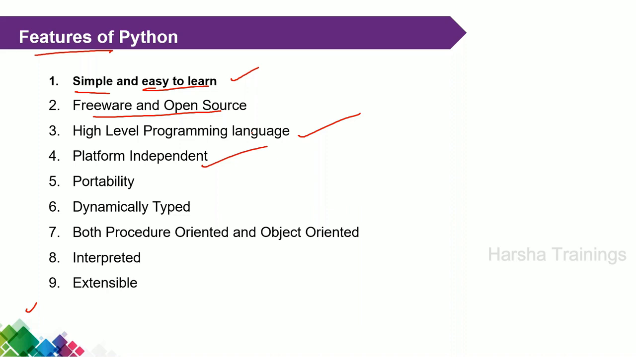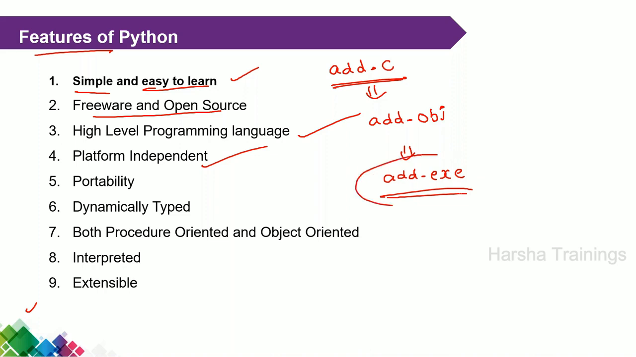Platform independent, for example, coming to C language: you are writing a C program in the system. For example, my program is add.c. Any C program is saved with .c. After compilation, it produces an add.obj file in between, and finally at the time of execution we have the add.exe file. If you copy this add.exe to another system and try to execute it, there is mostly a chance of errors. That is, if you write a program on one platform, for example Windows operating system, and try to execute it on Mac operating system, there is a chance of errors.